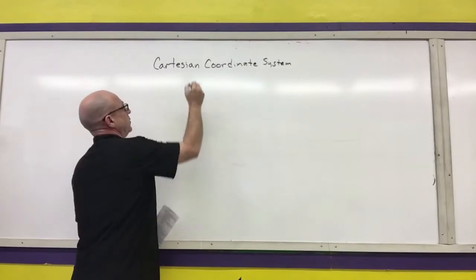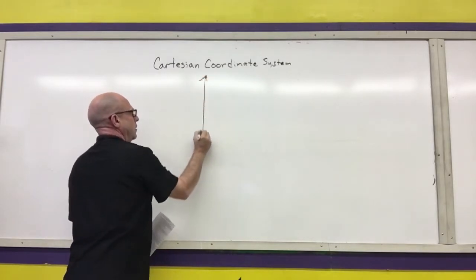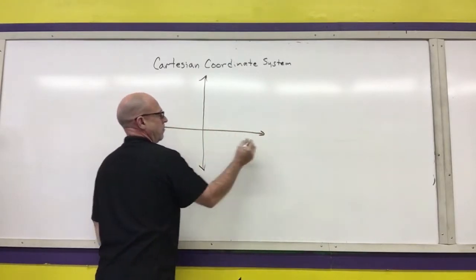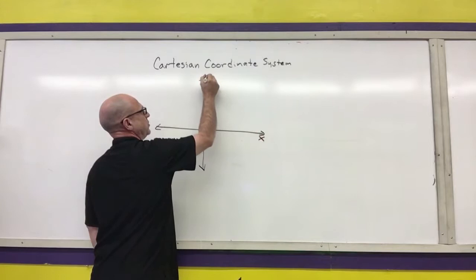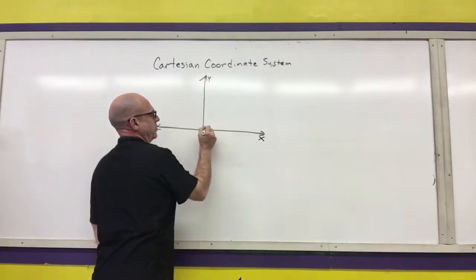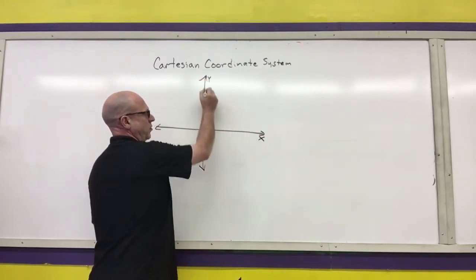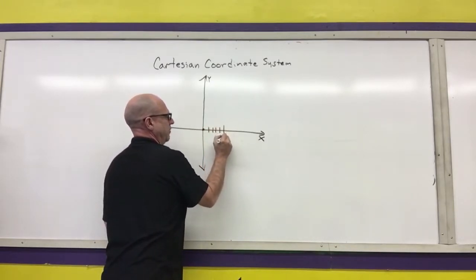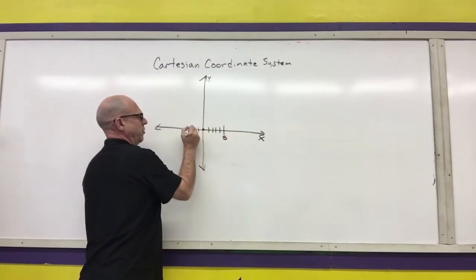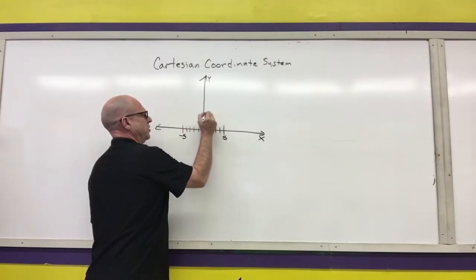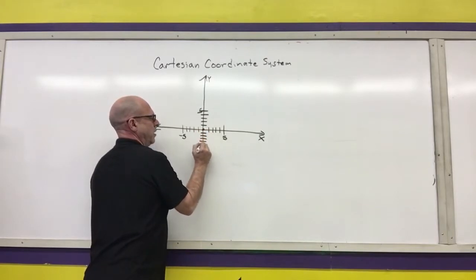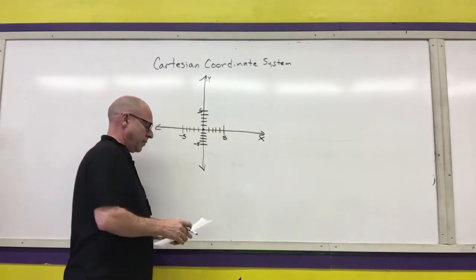It's the way that we represent real numbers on an XY coordinate plane, where the horizontal axis is the x values and the vertical axis is the y values. The point where the x-axis and the y-axis cross is called the origin. To the right of the origin, we have positive values of x. To the left of the origin, we have negative values of x. Above the origin is positive values of y, and below the origin is negative values of y.